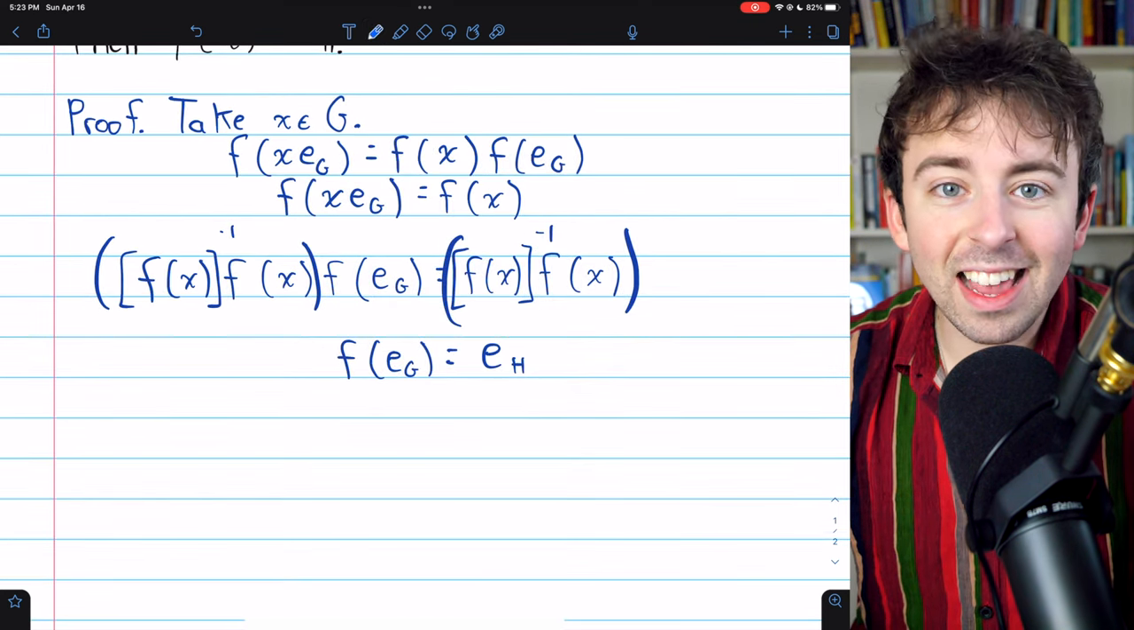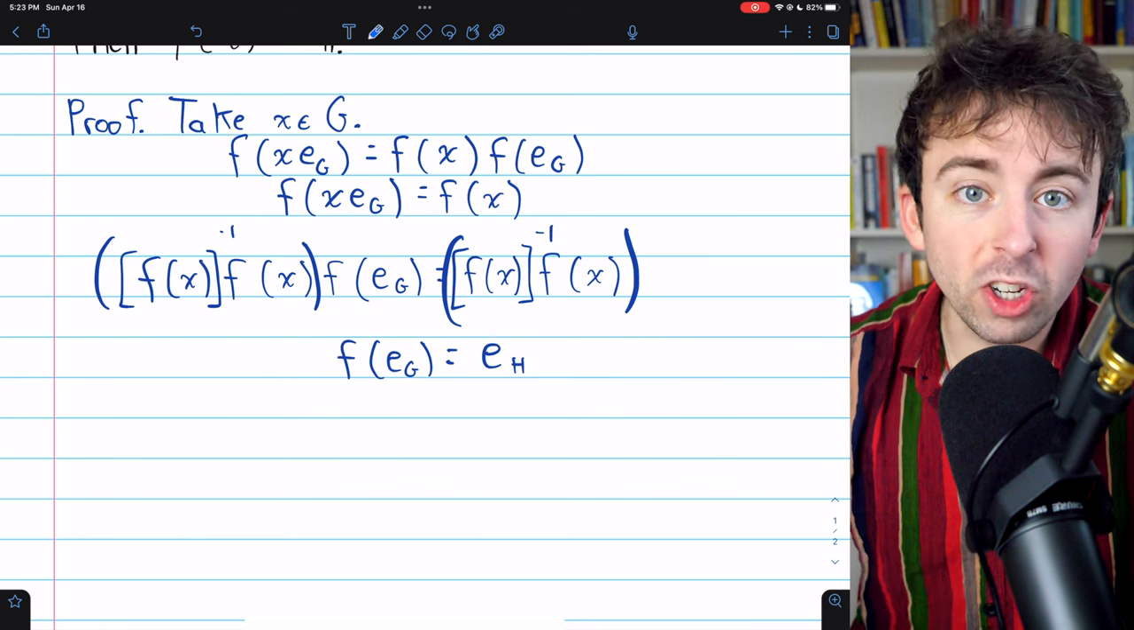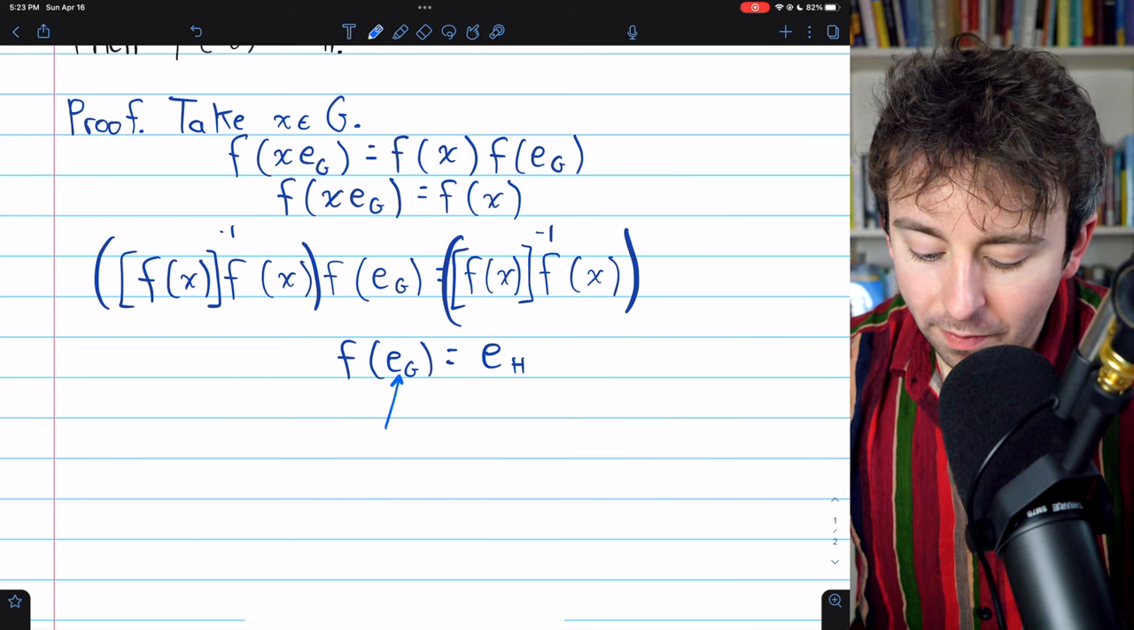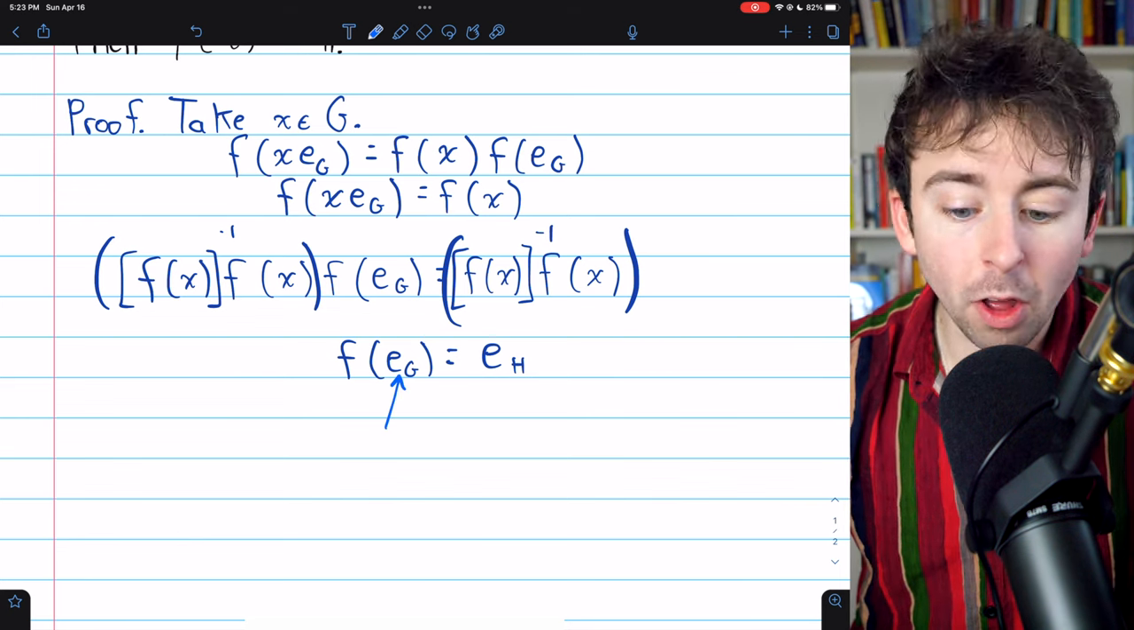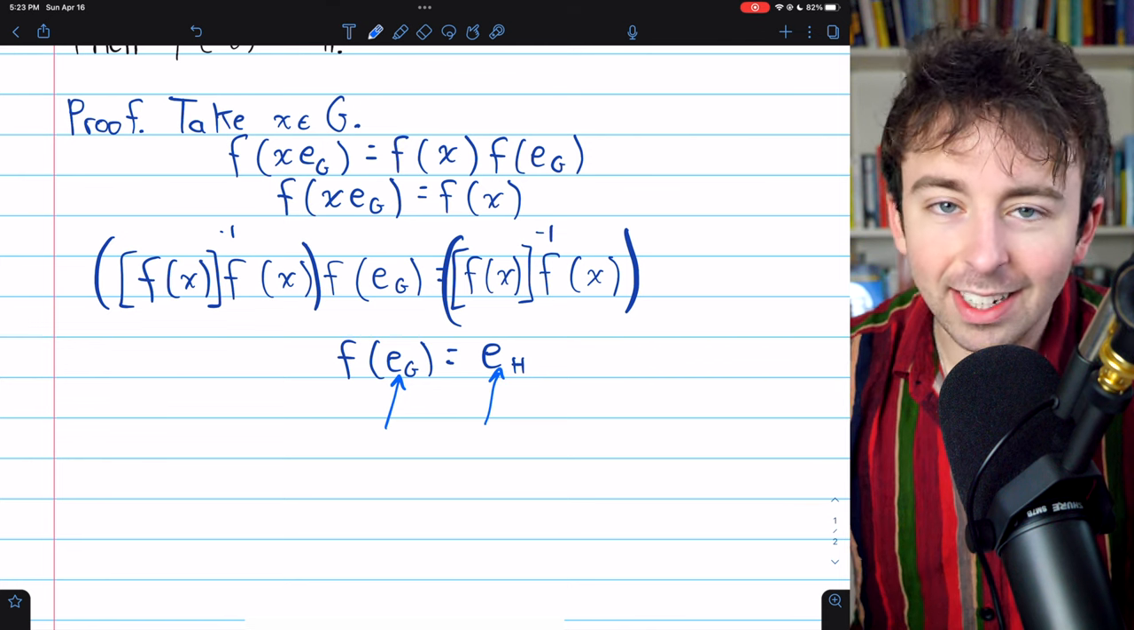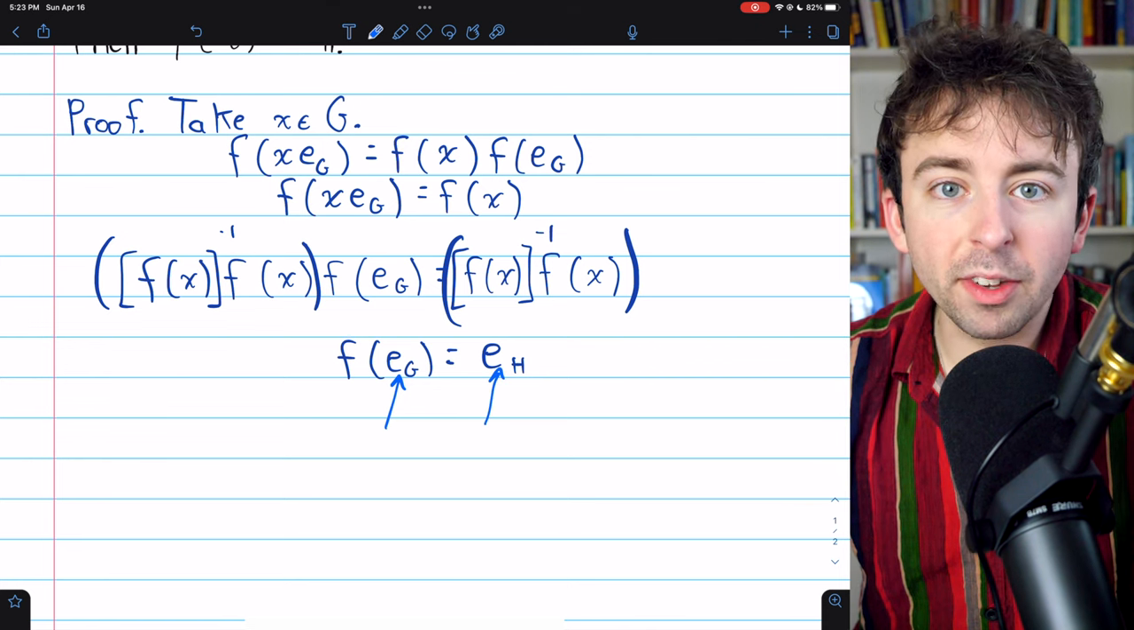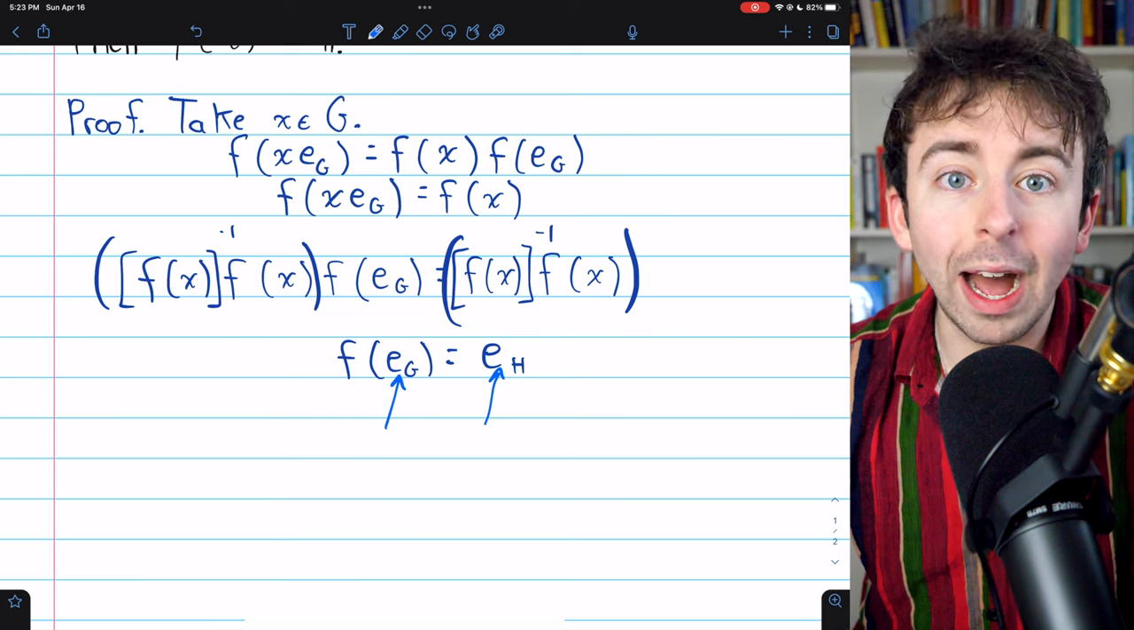We see that since f is a homomorphism from G to H, the image of the identity of G under the homomorphism is the identity of H. So homomorphisms map identities to identities.